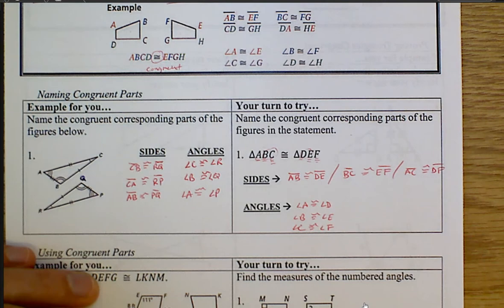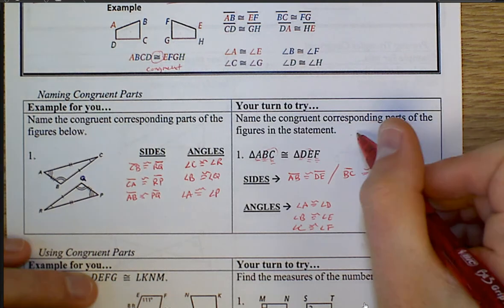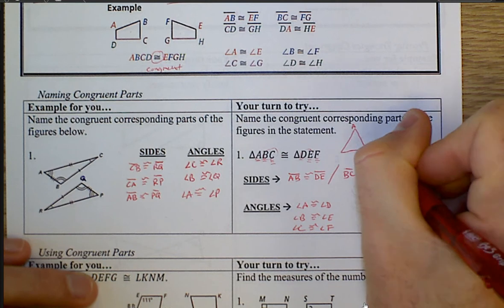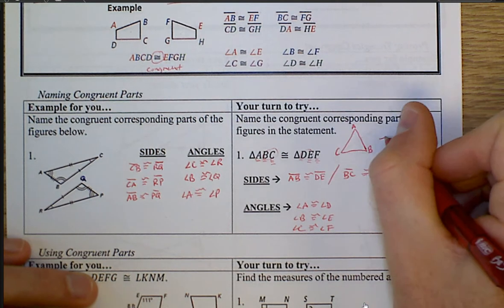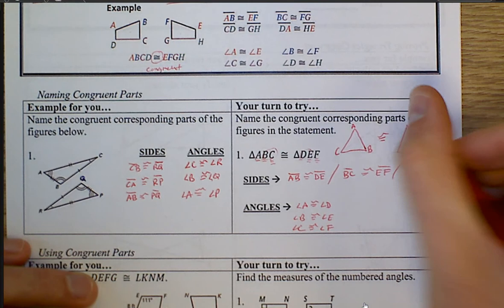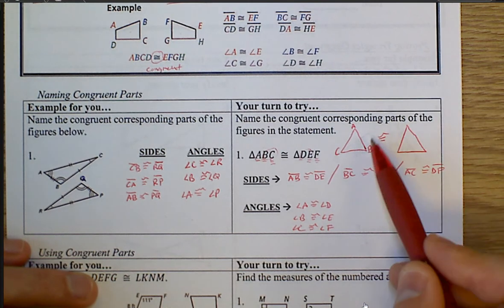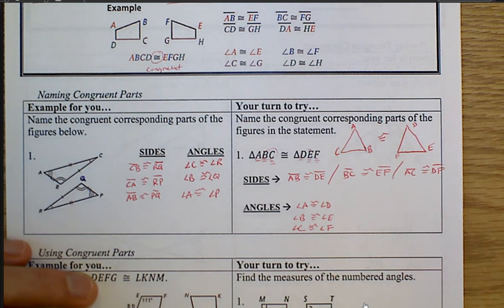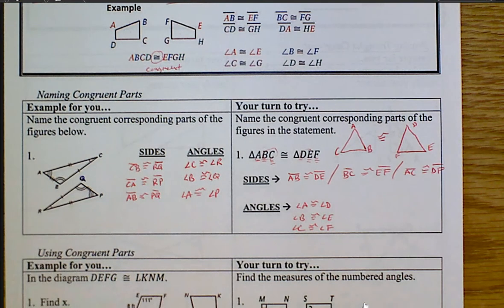All right? Now, you can also draw a picture. Some students will do this. They'll go A, B, and C is congruent to, and they'll draw another picture. Now, you have to go in the same order. So if you went A, B, C, you got to go D, E, F. And then you can match up, and now you have a visual. All right? Okay, moving on.